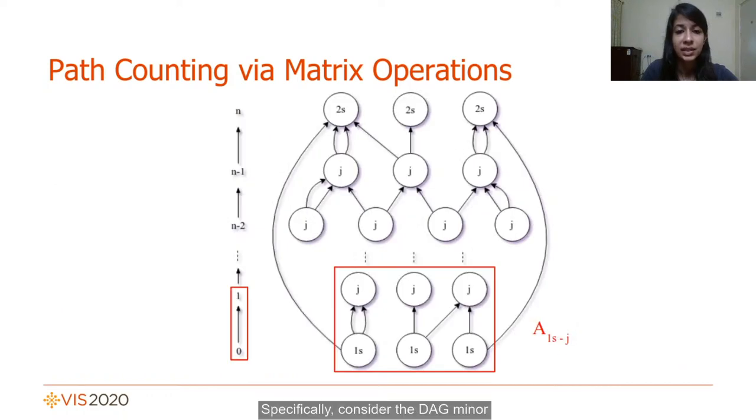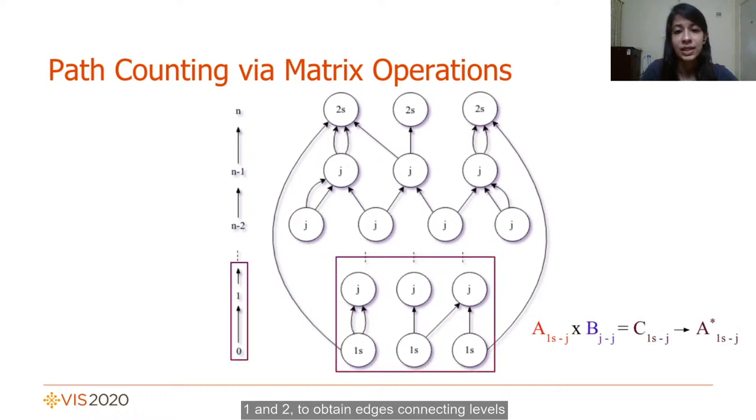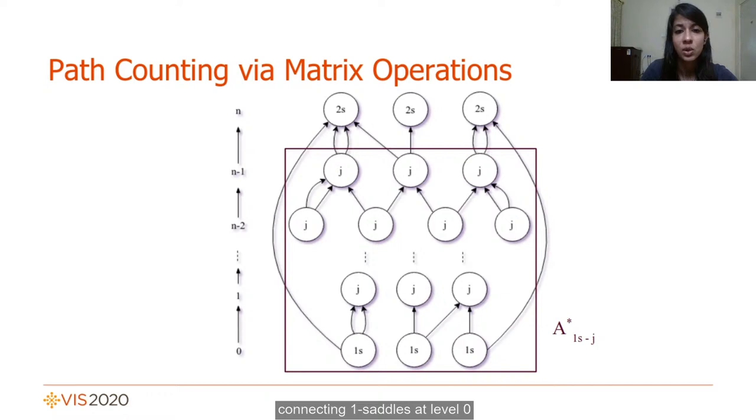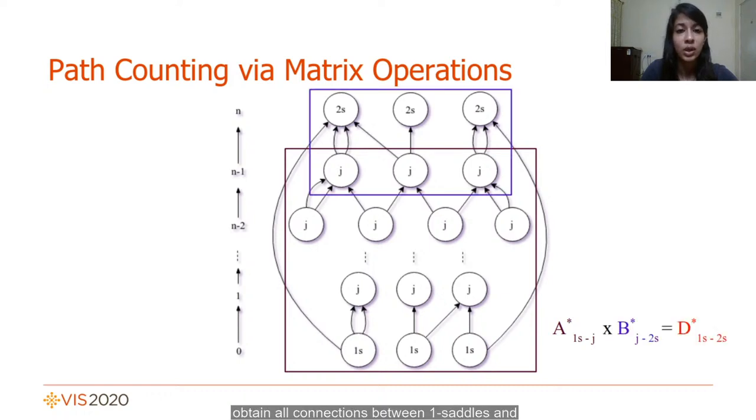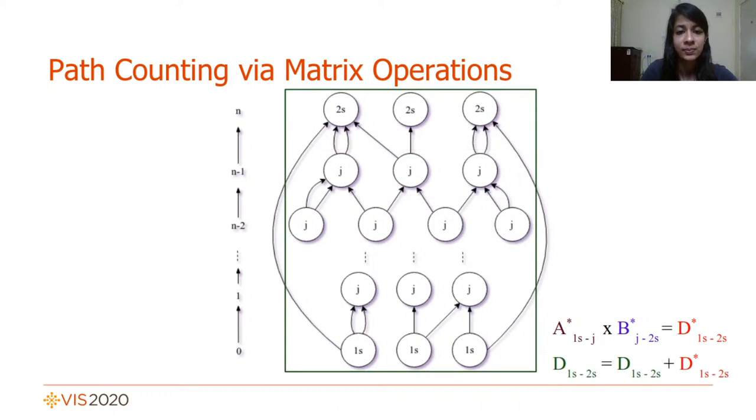Specifically, consider the DAG minor whose nodes may be placed in levels from 0 to n as shown. We first multiply edges connecting levels 0 and 1 with those connecting levels 1 and 2 to obtain edges connecting levels 0 and 2. Performing this iteratively in parallel and storing the newly discovered nodes in a storage matrix A star gives us the final set of nodes connecting 1-saddles at level 0 with junction nodes at the highest level. Further, we multiply A star with connections between junction nodes and 2-saddles to obtain all connections between 1-saddles and 2-saddles. We perform a final addition of matrix D, which accounts for simple paths between 1-saddles and 2-saddles.